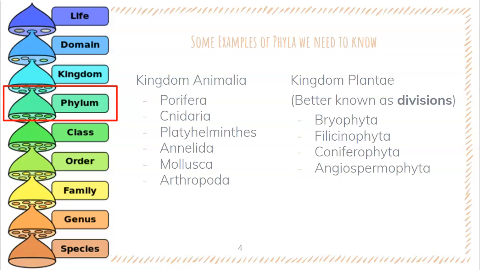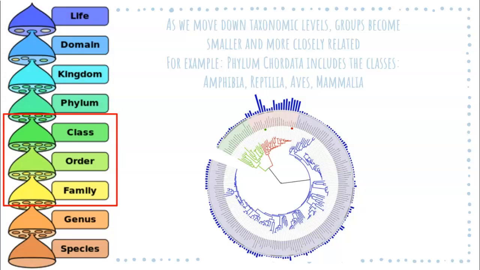And then for Animalia, you probably know what these organisms are, but you're going to need to be able to match the organisms to the phylum. So Porifera, Cnidaria, Platyhelminthes, Annelida, Mollusca, Arthropoda. We're going to get into all of this, but this is just a brief overview of examples of phyla you're going to need to know.